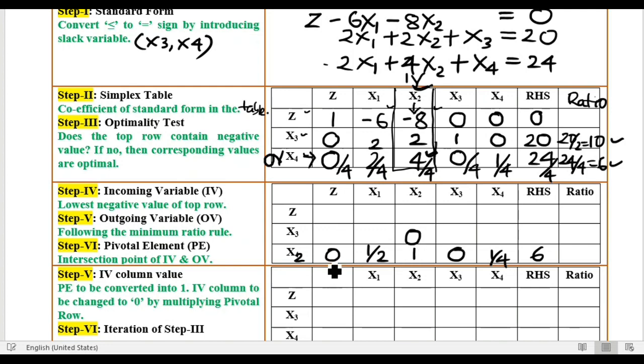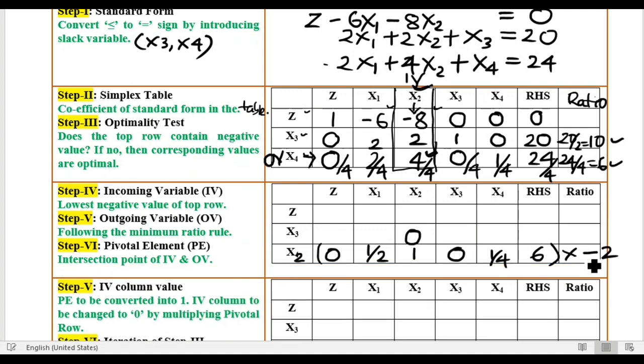This one has to be converted into 0. How shall I make this equal to 0? If I multiply the pivotal row with -2, then how much would it be? -2 into 0 is 0. Then -2 into 1 by 2 would be -1.